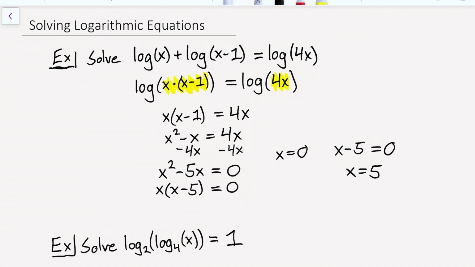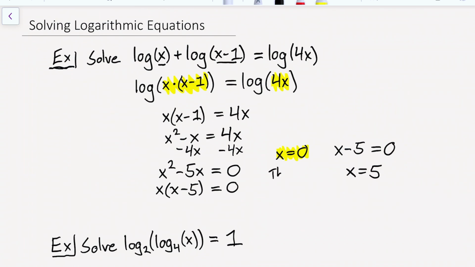I'd like you to consider these two solutions and compare them to the input values of the original equation. If I plug in x equals 0 to the original equation, I would have log of 0 plus log of negative 1. Both of those are undefined. Log of 0 is not a real number. Log of negative 1 is not a real number. I can only find the logarithm of a positive number.